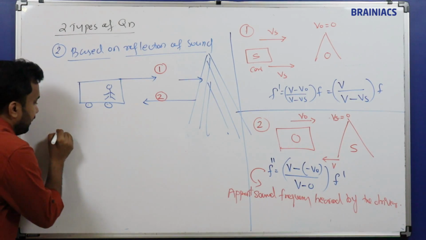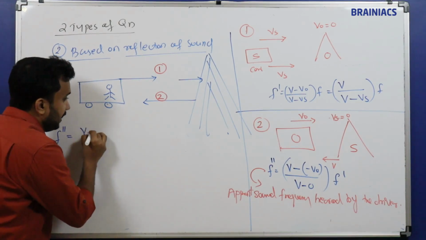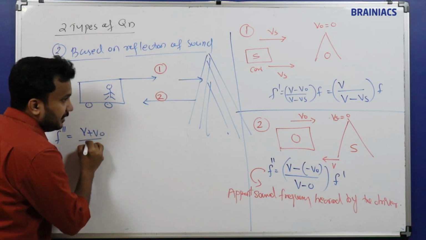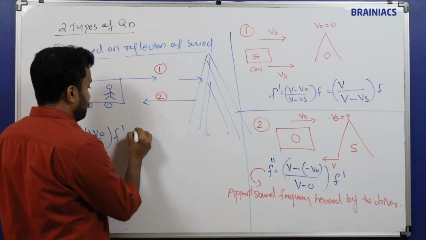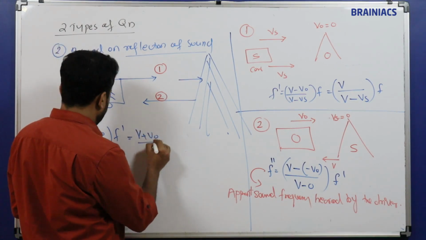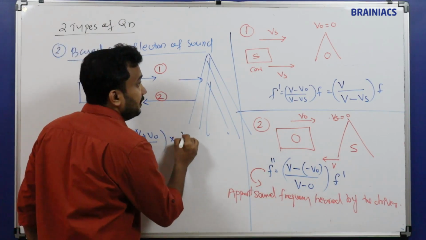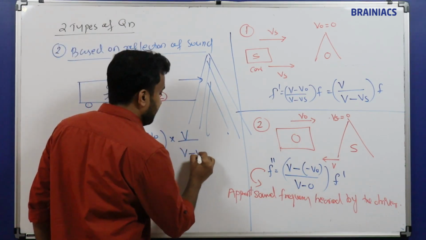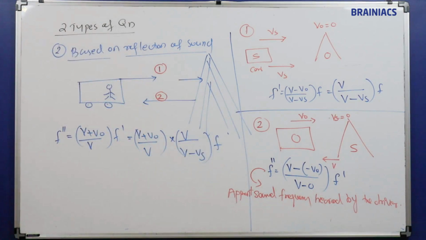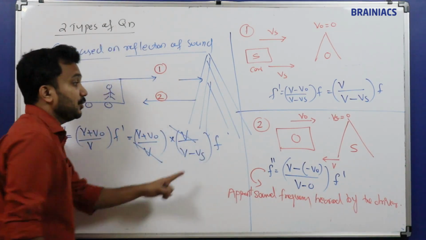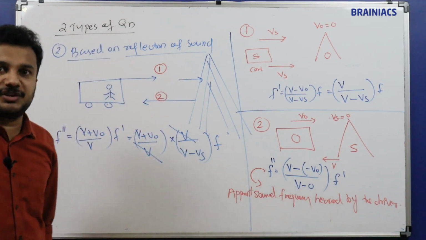Now what will F double dash be equal to? It is (V plus V naught) by V into F dash. What is F dash? F dash is V divided by (V minus Vs) into F. Substituting, V and V get cancelled, because the original frequency F will be given to you in the question.